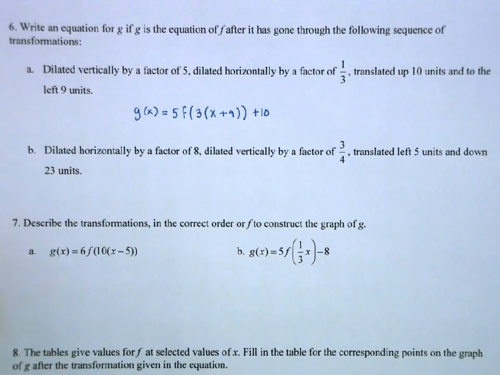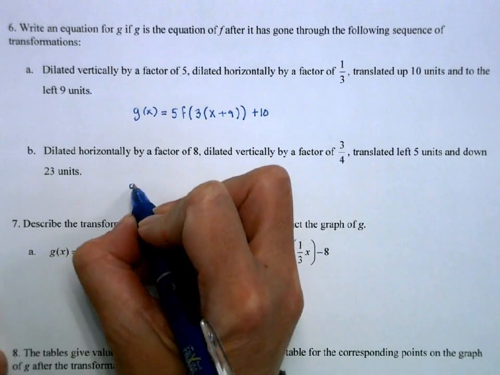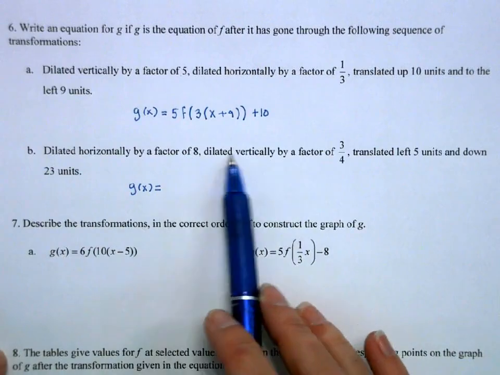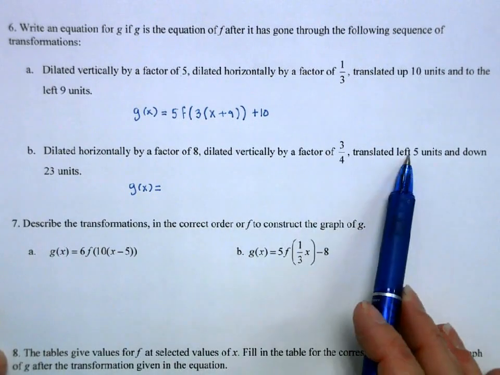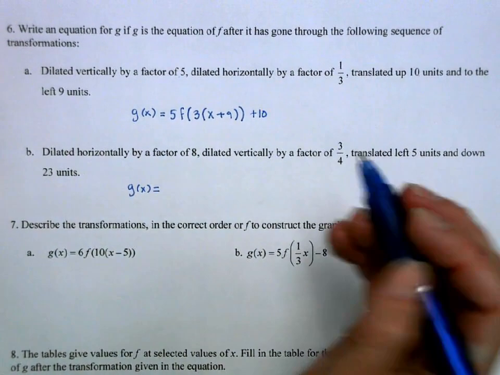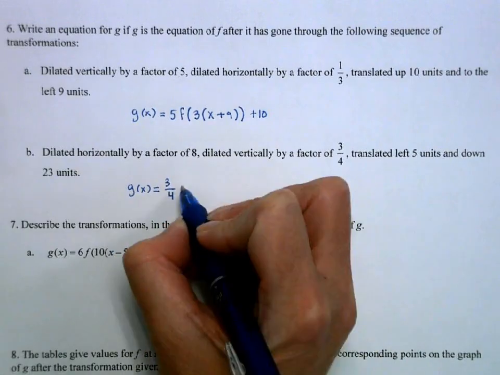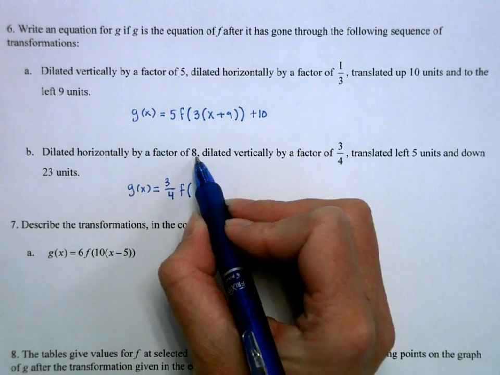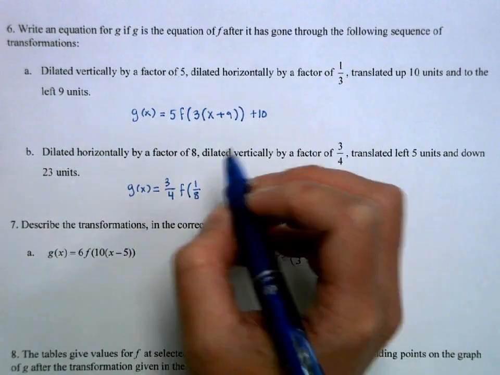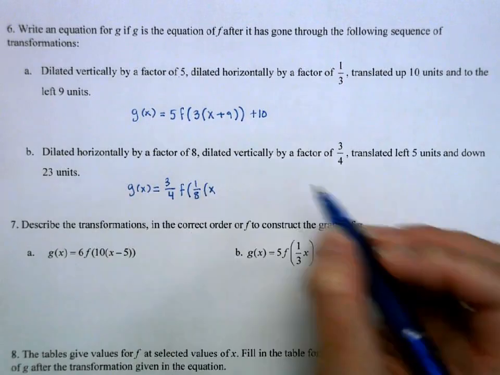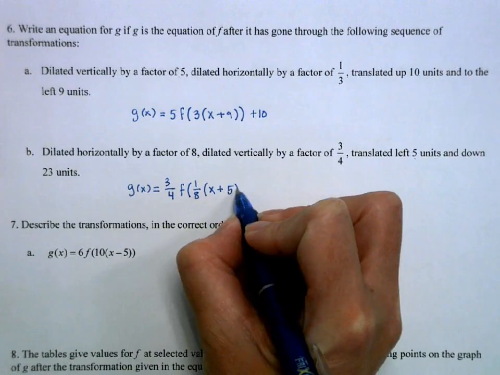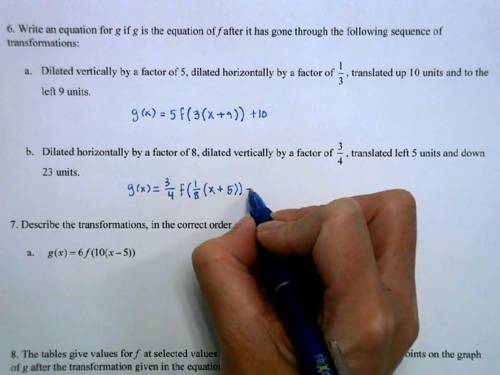Okay, similar thing here. Dilated horizontally by a factor of 8. Dilated vertically by a factor of 3/4. Translated left 5 units and down 23. So my a value is going to be whatever my vertical dilation is. If the horizontal dilation is a factor of 8, then my b value is going to be a 1/8. If we're going to the left, this again is going to be a plus. And then if we're going down, we're going to subtract that 23 on the outside.